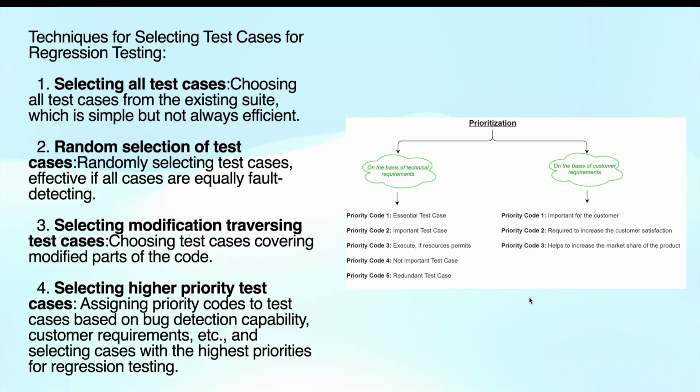Selecting higher priority test cases. Test cases are assigned a priority code based on their bug detection capability, customer requirement, etc. Test cases with the highest priority are selected for regression testing. For example, a test case with priority code 1 is more important than a test case with priority code 2.